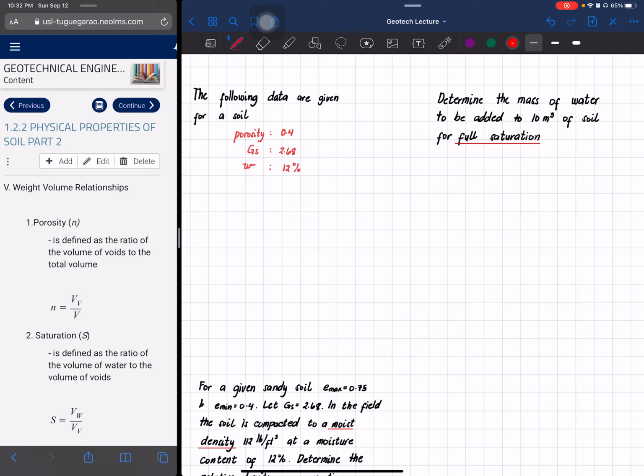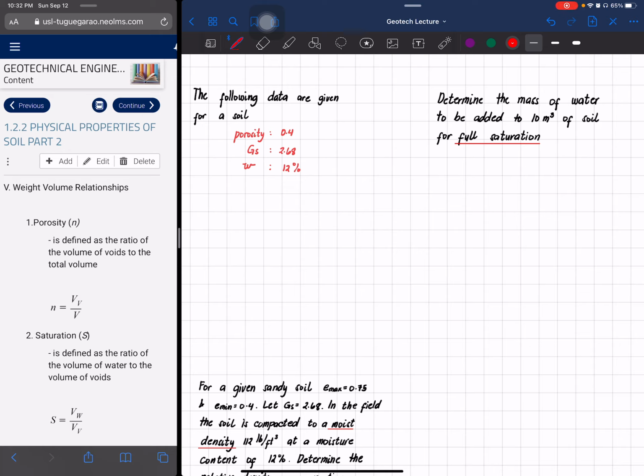Then we have the full saturation. When we say full saturation, guys, the volume of voids is equal to the volume of water. Because the sample has so much water, there is no more room for air. So in terms of volume, we are considering the volume of air. The volume of air is included in the volume of voids.